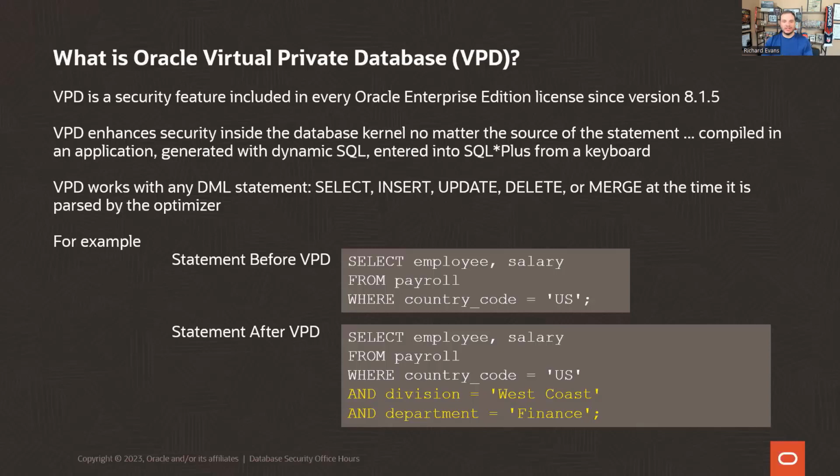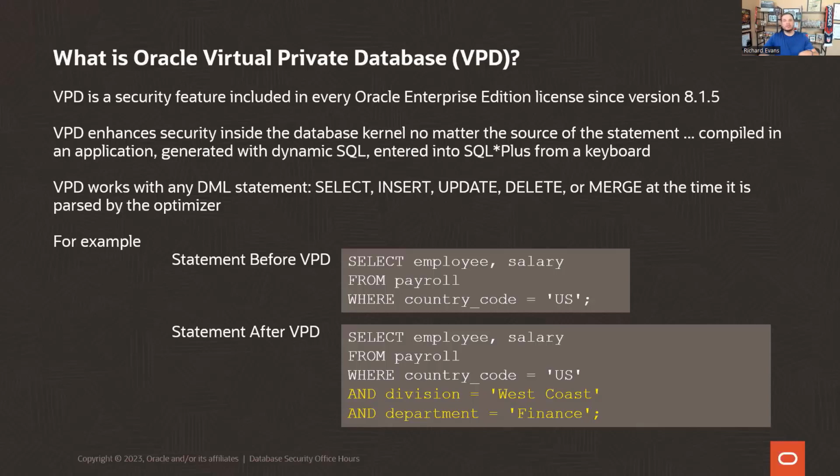So here on the screen, you're going to see this kind of before and after example. If you've got this payroll example and a user runs a query, or the application runs a query, it's going to just run it with that, country code is US, but that's going to return all the employees in the payroll in the United States.